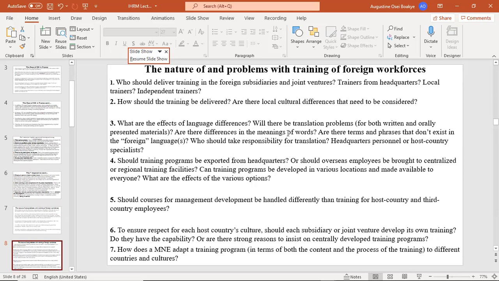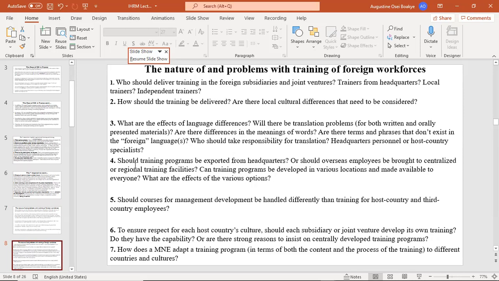Are there differences in meaning of words? Are there terms and phrases that do not exist in the foreign language, so that at the end of the day, you will have to borrow the language from the original source? Who should take responsibility for the translation? Is it someone from the subsidiary company or someone from the headquarters? And who will even make this particular decision?